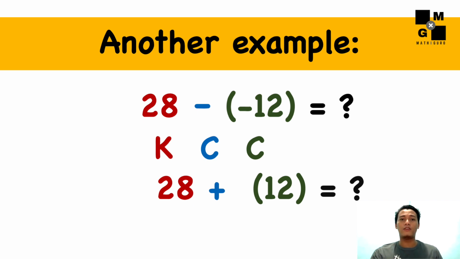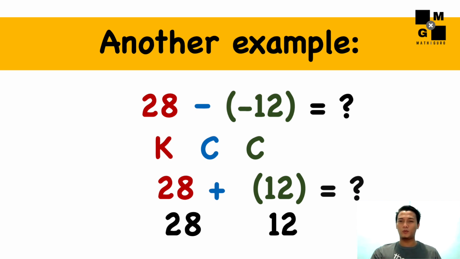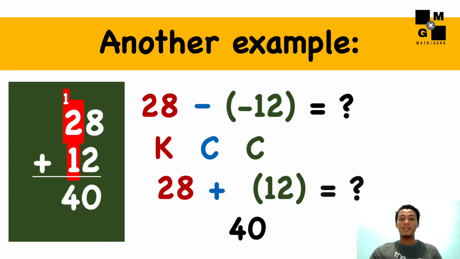And the rule for adding same signs, add the absolute value of the integers directly, then copy the common sign. The absolute values are 28 and 12. So 28 plus 12, 8 plus 2 is equal to 10, and then add the 10's place value, 1 plus 2 plus 1, you will have 4. The answer will be 40. So since we added two positive integers, the sign of 40 will still be positive.